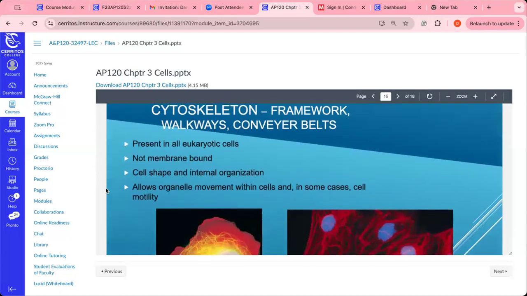The cytoskeleton is the framework, the walkways, and the conveyor belts. They're present in all eukaryotic animal cells. They're not bound by a membrane. They help the cell to maintain structure and internal organization, and they allow the organelles, the smaller organs within the cells, to move, and in some cases, they aid with cell motility, the cell's ability to move in the first place.